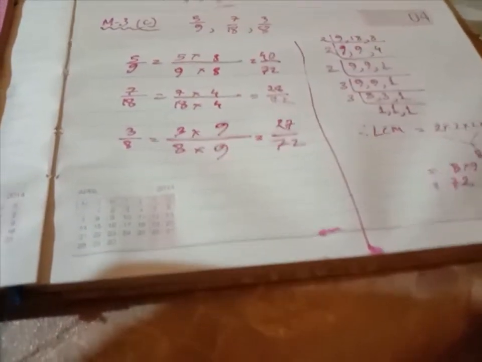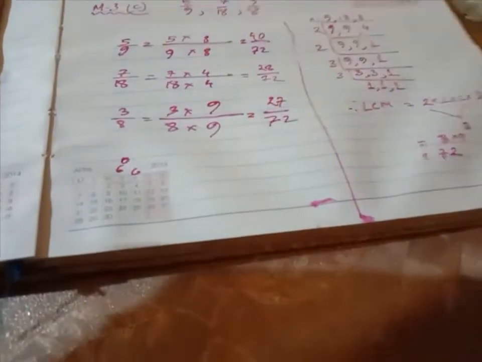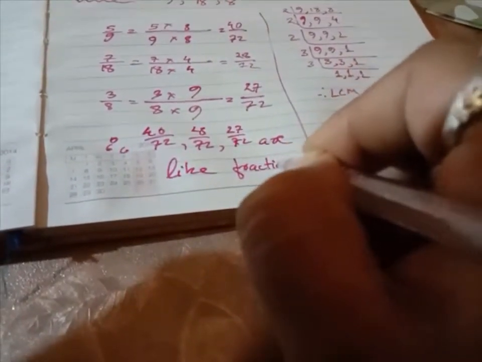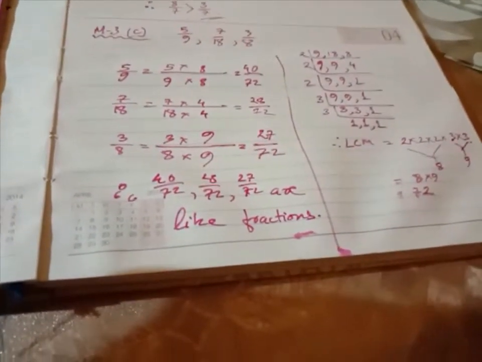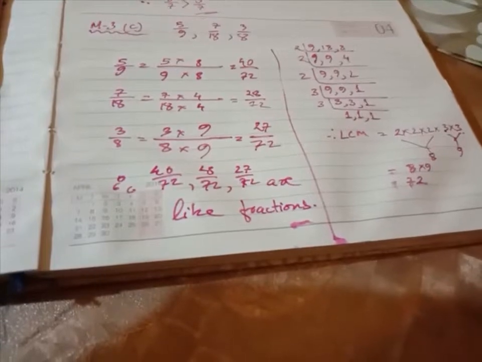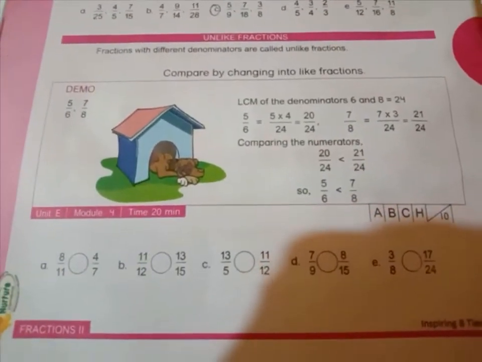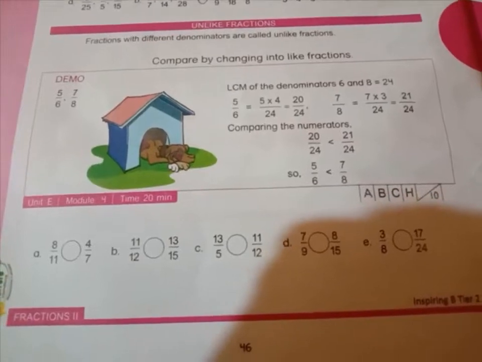So our concluding sentence will be, therefore 40 by 72, 28 by 72, 27 by 72 are like fractions. So this is how you are going to do all the questions of module number 3. Now let us move on to module number 4. In module number 4, you are asked to compare by changing into like fractions.